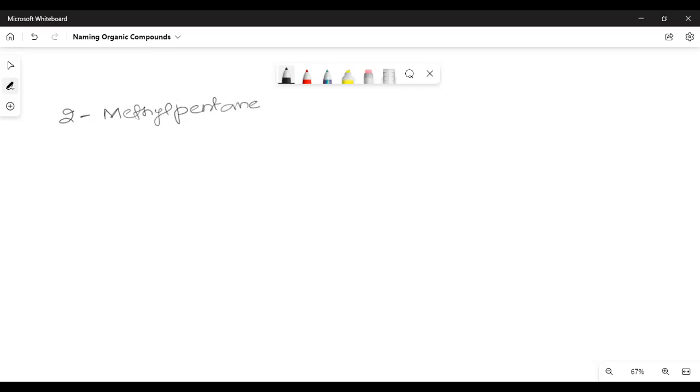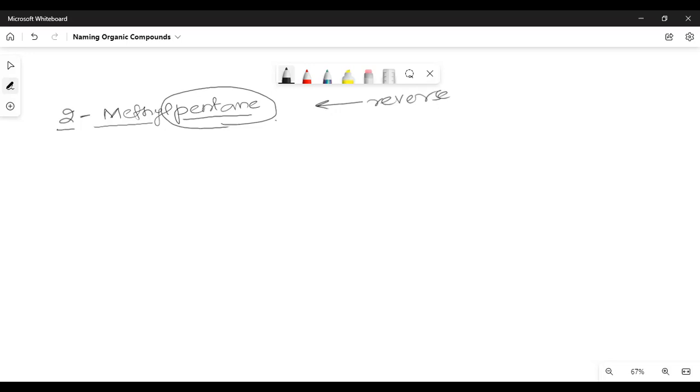Now, in order to decode the name, I suggest to my students that since we started writing the name first with the branch and then the parent chain, it should be the reverse order that you work with. So in reverse order, work on the last part of the name first. The last part of the name tells you it's pentane. What does this prefix pent mean? Five carbon atoms, right? Yeah, five carbon atoms.